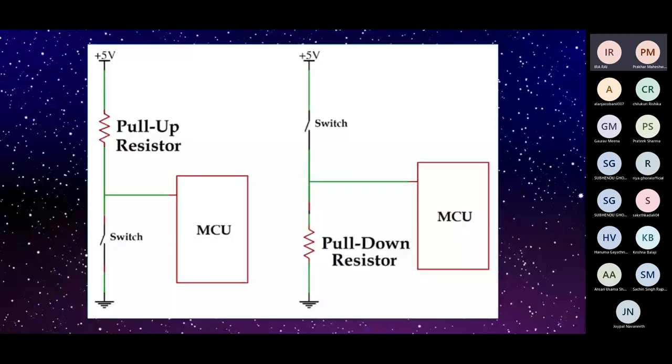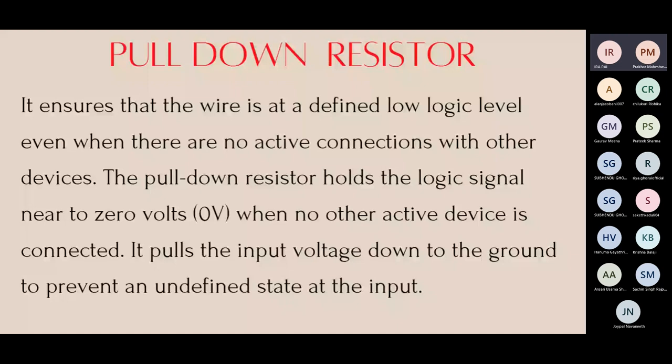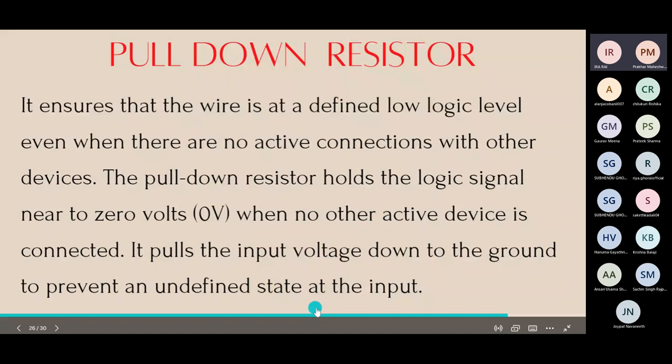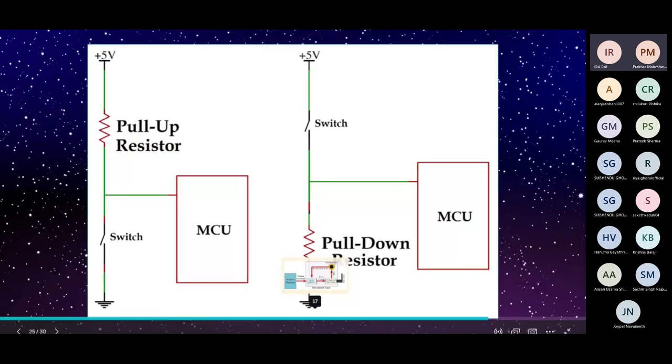A pull-down resistor is quite the opposite of pull-up. In this case, the initial state is of low logic level. The wire is at a defined low logic level, even when there are no active connections. A pull-down resistor holds the logic signal near 0 volts when no active device is connected. It pulls the input voltage down to the ground to prevent an undefined state of the input. So this is our pull-down resistor.